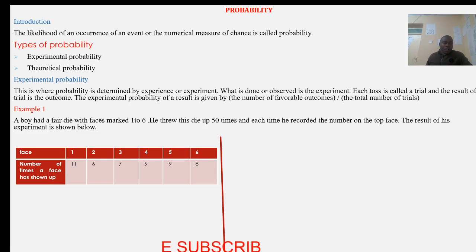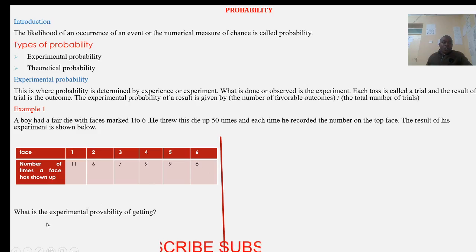Each time he had to write the number of times a face showed up. For instance, among the several times he threw, 1 appeared 11 times, 2 appeared 6 times on the top, 3 appeared 7 times, 4 appeared 9 times, 5 appeared 9 times, and 6 appeared 8 times.